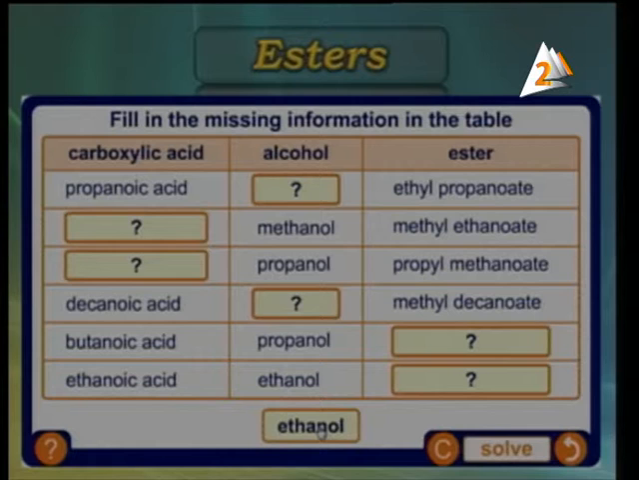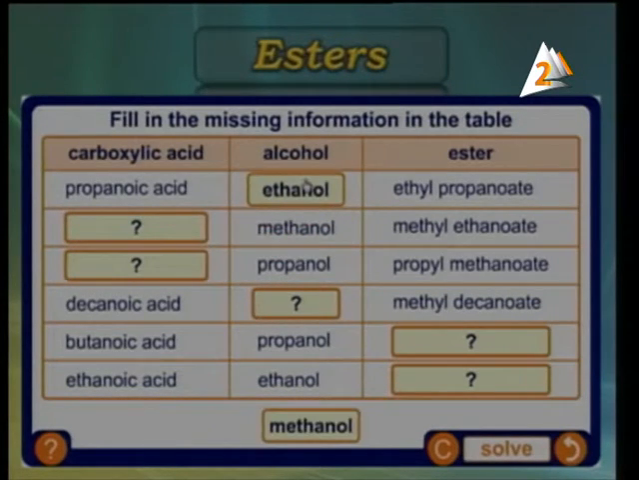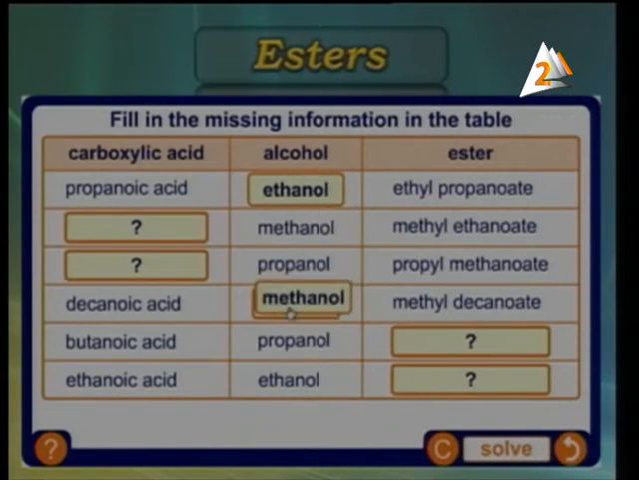The first one we have propanoic acid, and which alcohol gives ethyl propanoate? So propanoate comes out from propanoic acid, and here we have ethyl, that's called ethanol. So here is the first one. And here we have methanol. Methanol here, it means what? It means the alcohol that is used to make this one, like this.